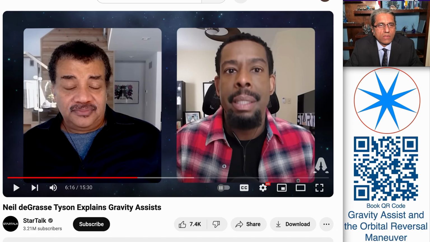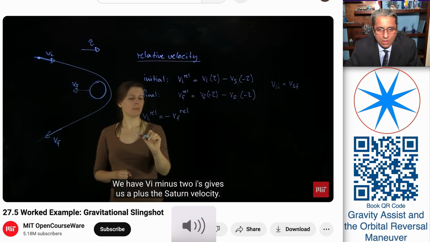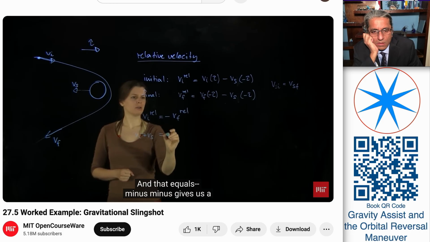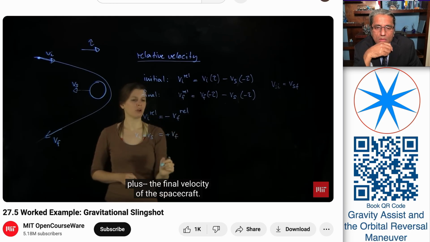Moving on to the next one, we have, okay, so this is MIT open source. And here what we see is the professor was calculating the final velocity for the spacecraft. And let's see. We have VI minus twice gives us a plus the Saturn velocity, and that equals minus gives us a plus the final velocity of the spacecraft.